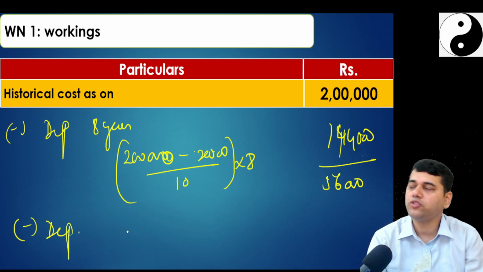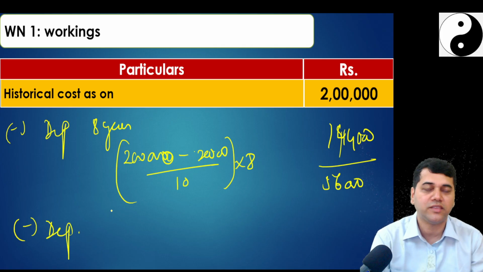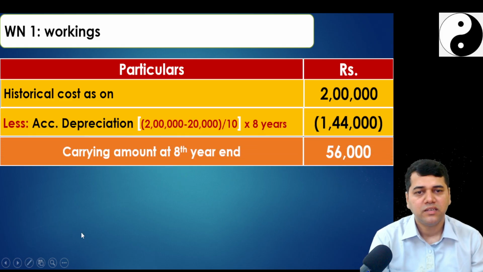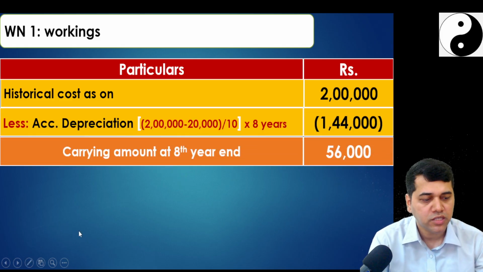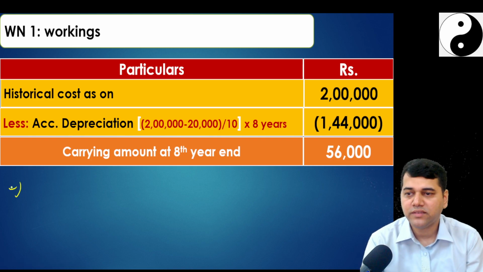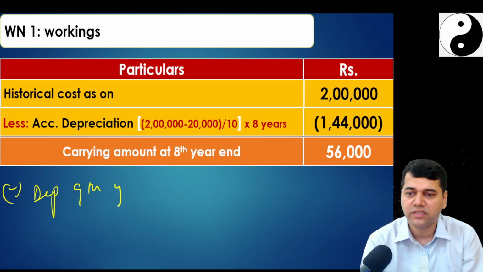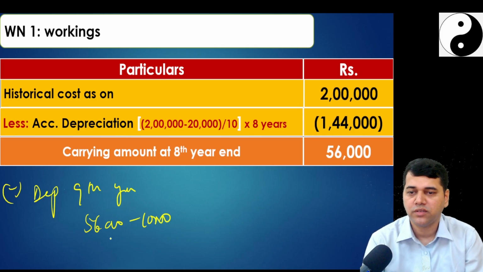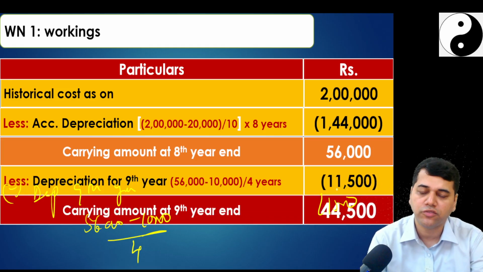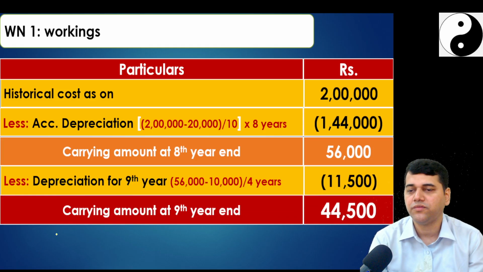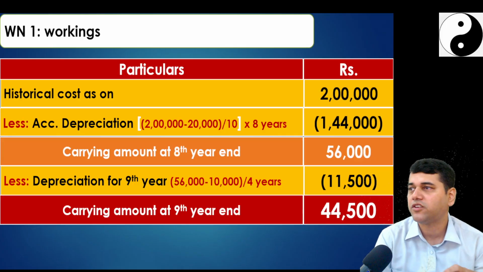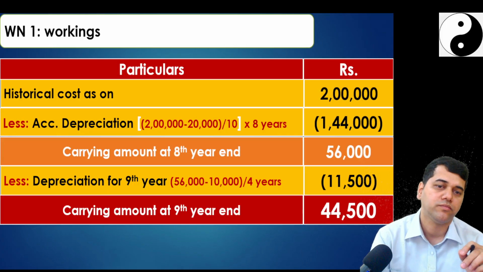Now, only depreciation is going to change. That's it. Nothing else is going to change. No upward revaluation, no downward revaluation. So previously how much did you used to charge? 18,000. Depreciation for the 9th year will be 56,000 minus 10,000 divided by 4, which is 11,500. So instead of 18,000, you start charging 11,500. Simple. This is a simple prospective application of a change in the life or change in the residual value.